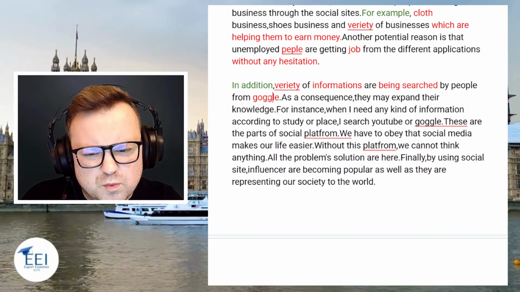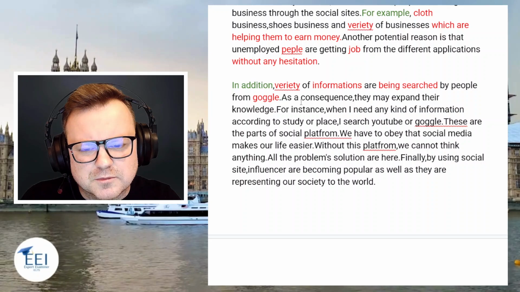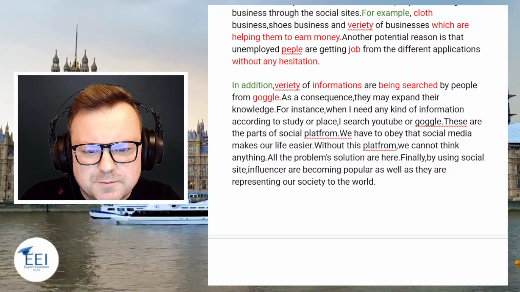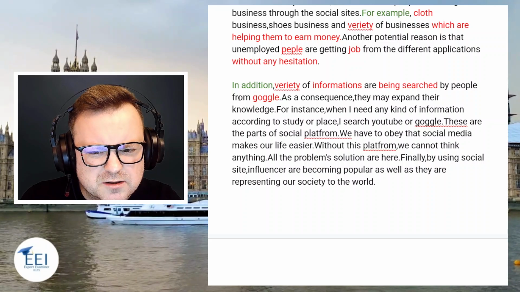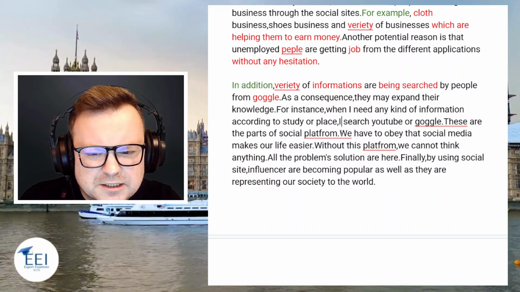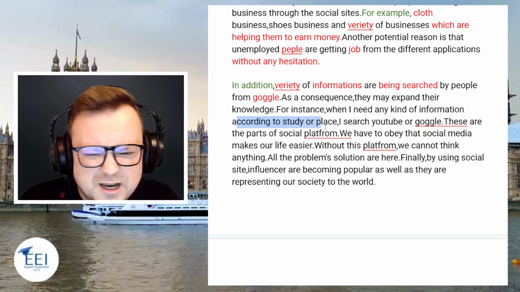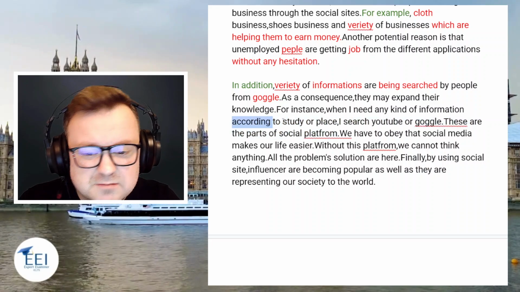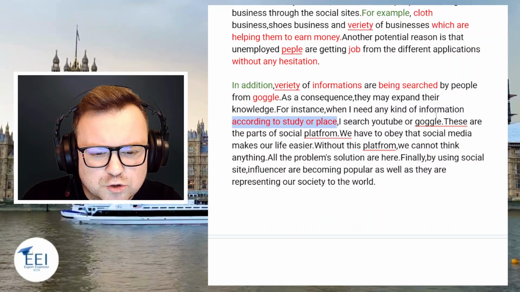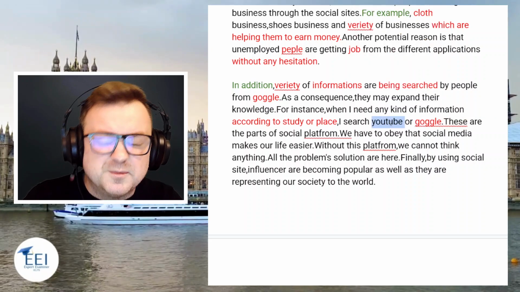Still don't know if you're going to get to social media platforms, because Google isn't a social media platform. As a consequence, they may expand their knowledge. Okay, people might expand their knowledge by searching things in Google. Okay, explain. For instance, when I need any kind of information according to study or place. No, not information according to, and again, according to study or place, I just don't know what this means here. I search YouTube or Google. Google misspelt.